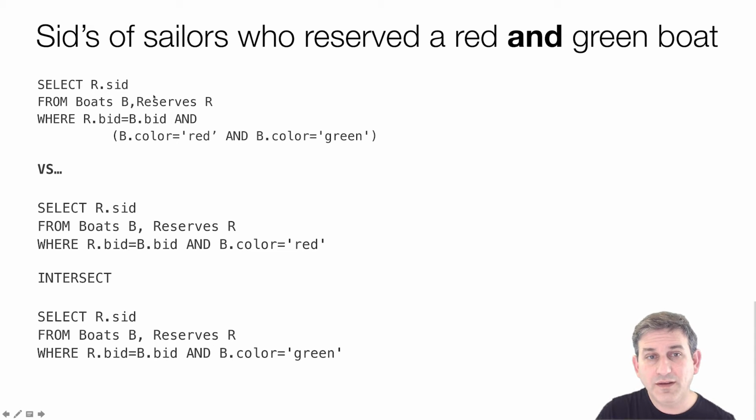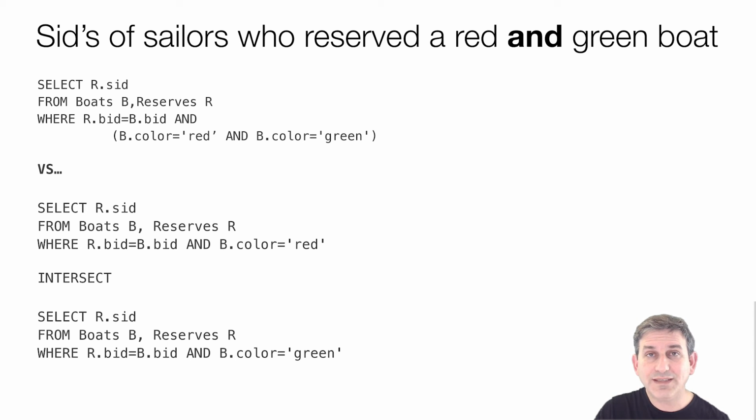What about up here? Here what we're saying is I want to find reservations for a boat where that boat's color is both red and green, which is a very different thing. Now we're looking for a boat that has two different colors in the color field. That's not possible in the relational model. You can't have a tuple with two values in the same field. The boat color is either red or green or something else, but it's not red and green. So this first query is going to return nothing because there's no such thing as a boat that has two values in the color field.